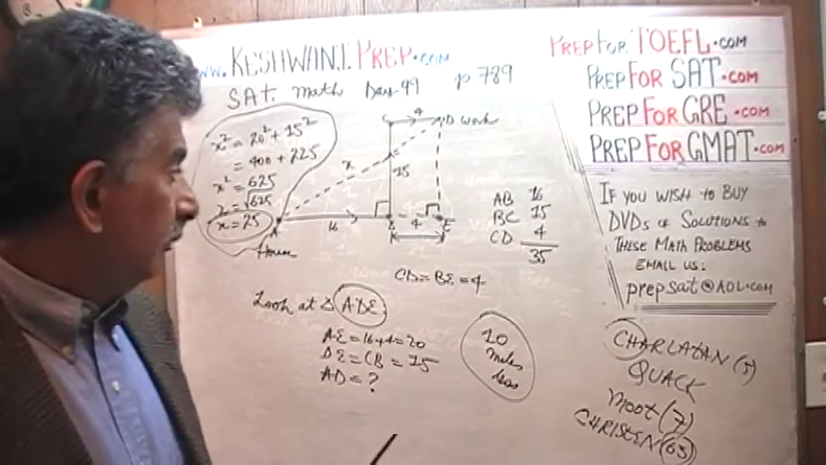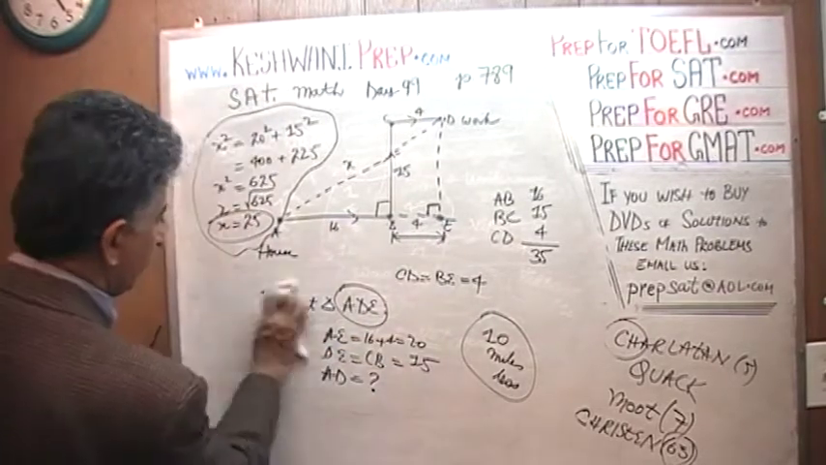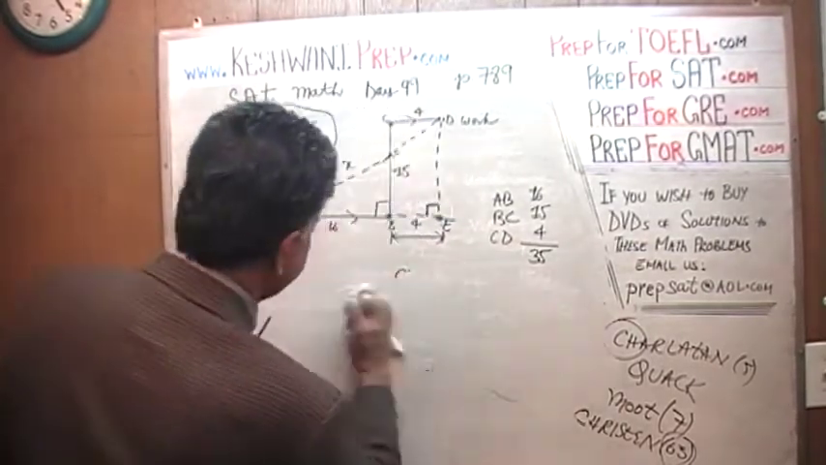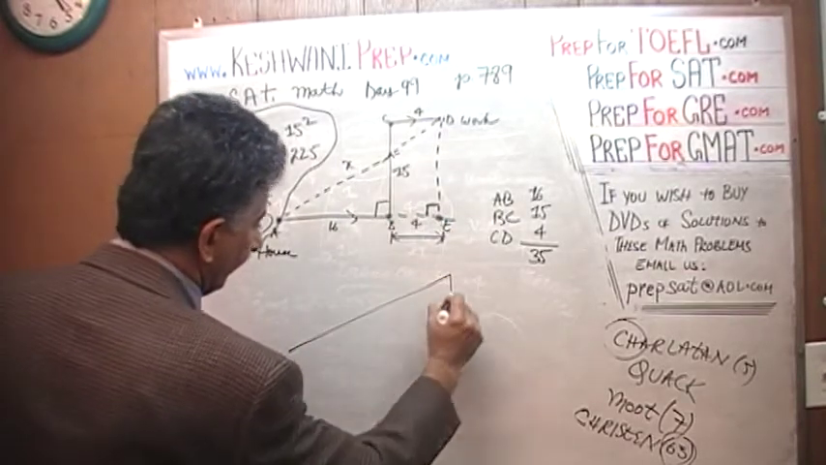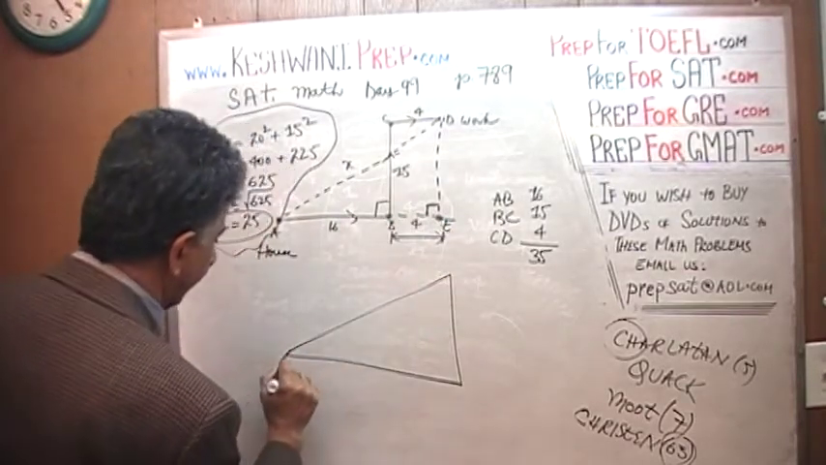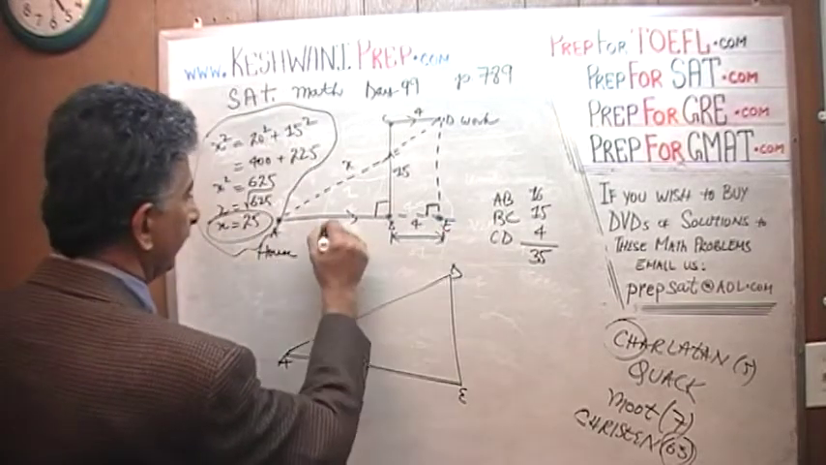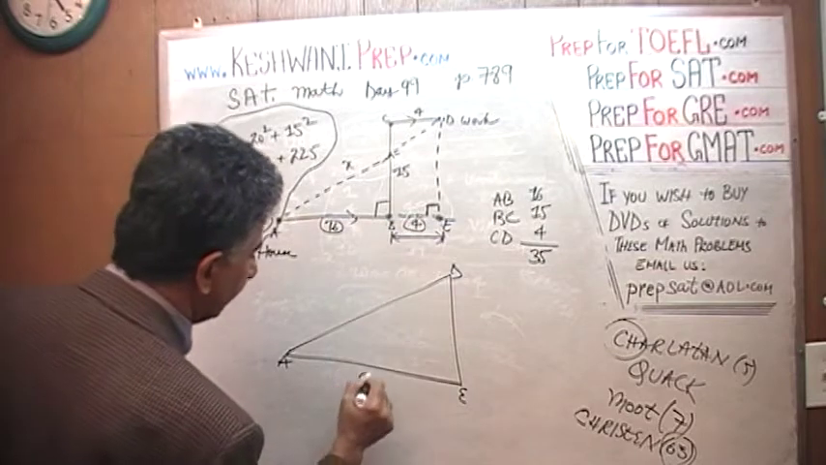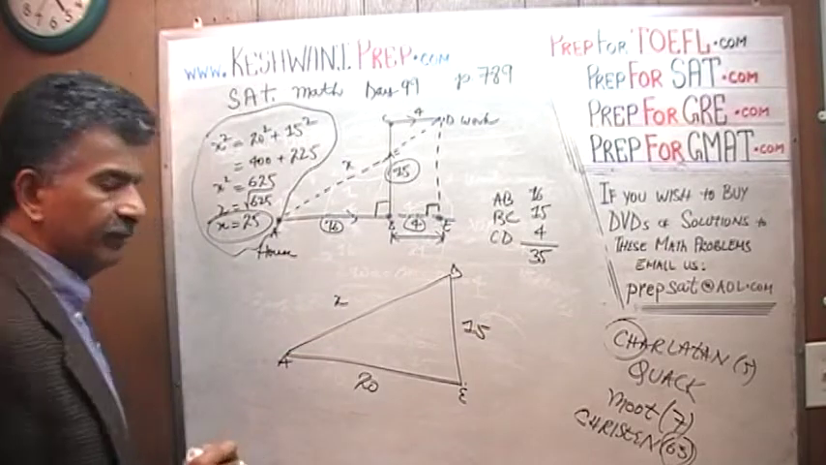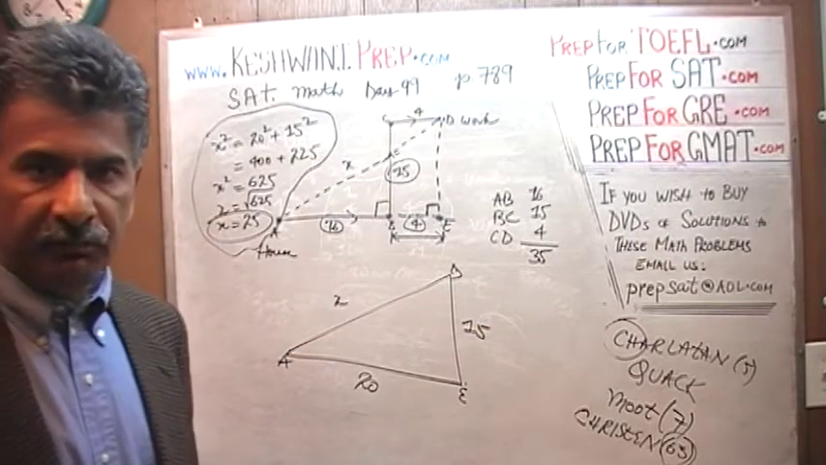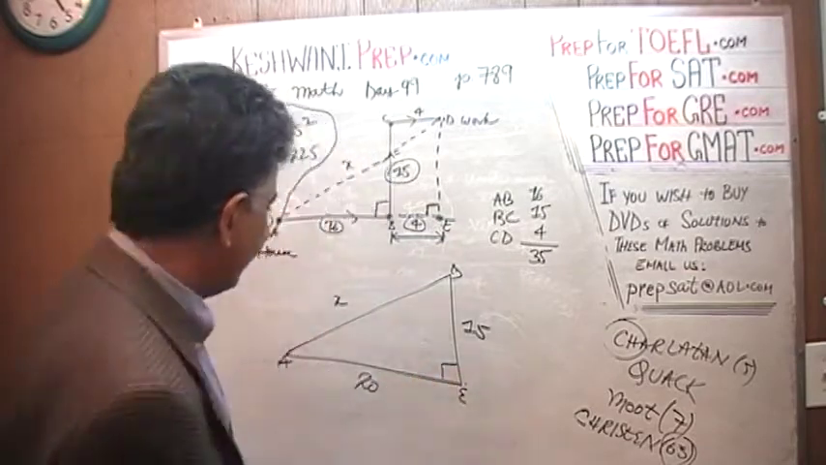Why? Because the triangle, let me put the triangle here at the bottom. The triangle AED: A to E is 16 plus 4, which is 20, and D to E is 15. And the question is, how much is this one? We should be able to see immediately that this is a 3, 4, 5 triangle incognito.